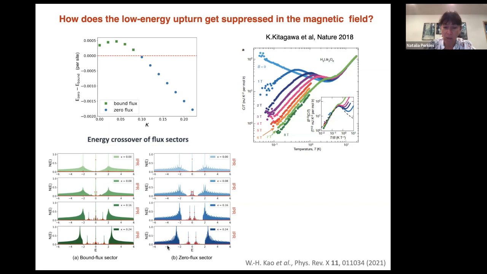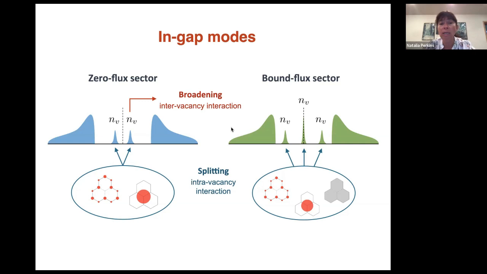What is important is that we need to follow. At small kappa, the ground state is this bound state, so you follow my stars here, and then we go to the zero flux sector. And then you can see that the structure of the in-gap state changes very differently in these two cases. So basically what we need to understand is the structure of the spectrum inside the gap, and this gap is proportional to kappa. This is the gap which is opened by the magnetic field.